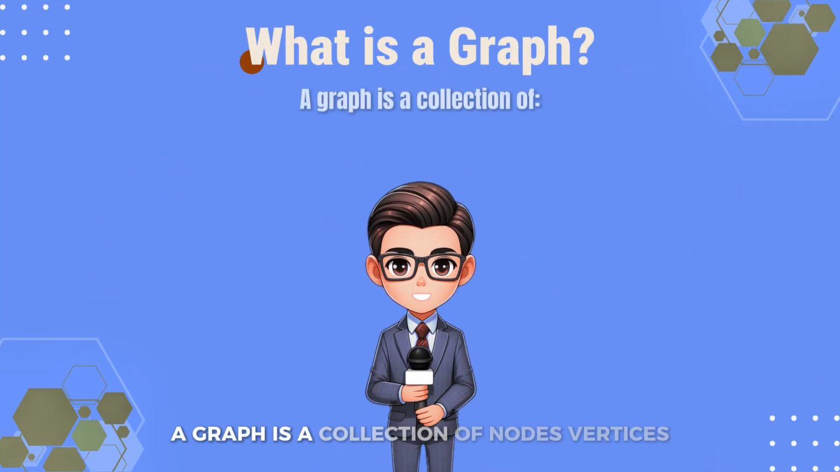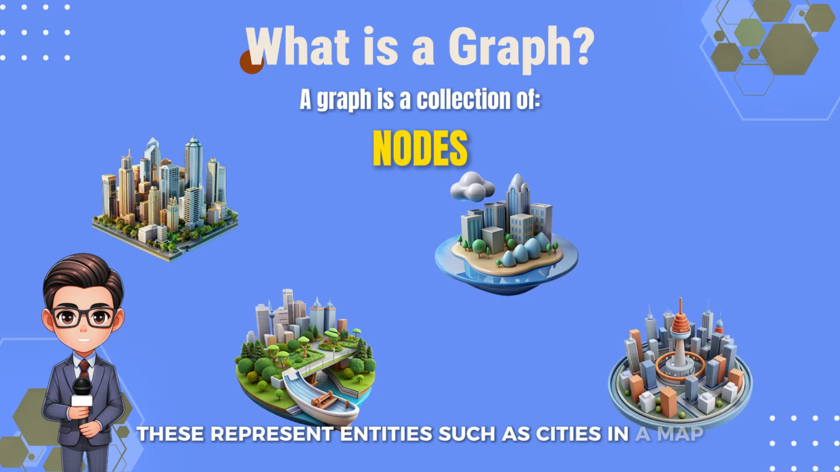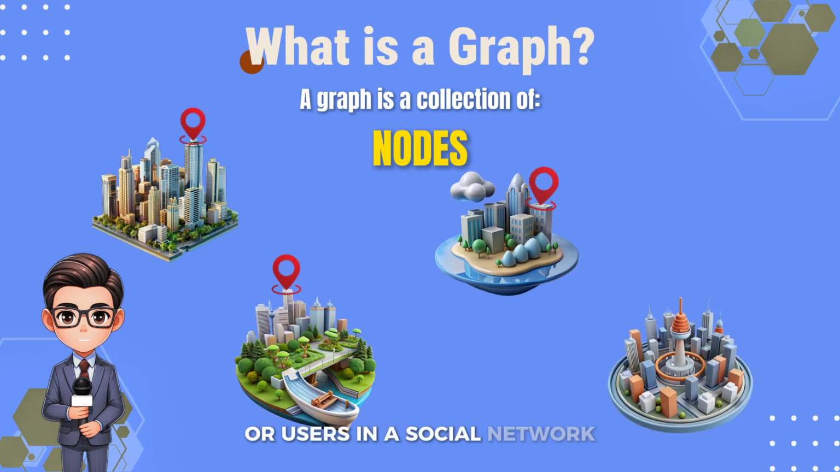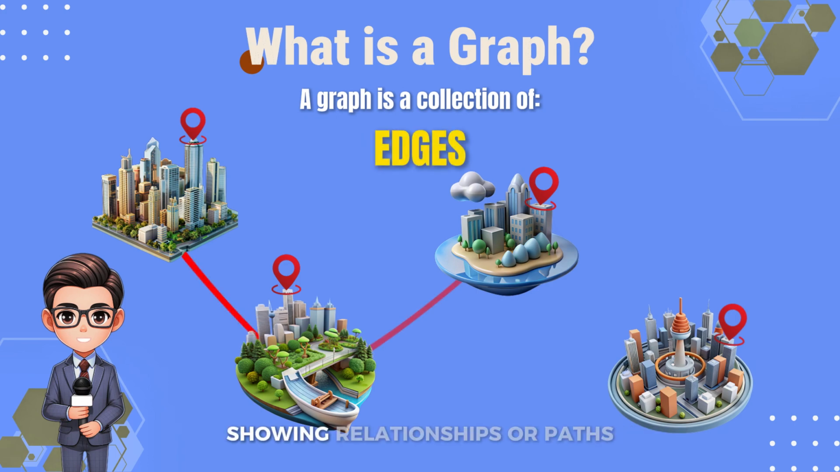A graph is a collection of nodes, or vertices. These represent entities such as cities in a map or users in a social network. Edges are connections between nodes, showing relationships or paths. Simple, right? But graphs come in different flavors.